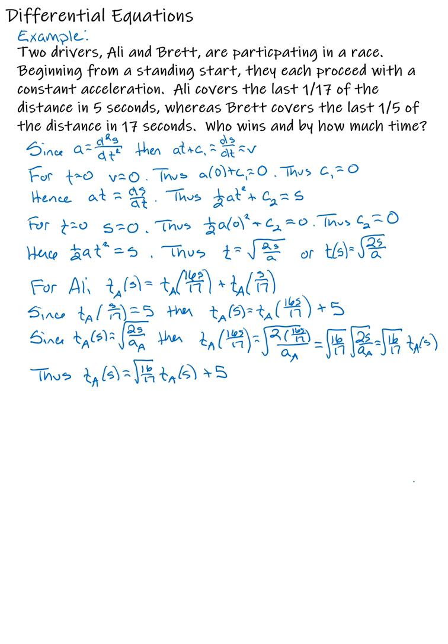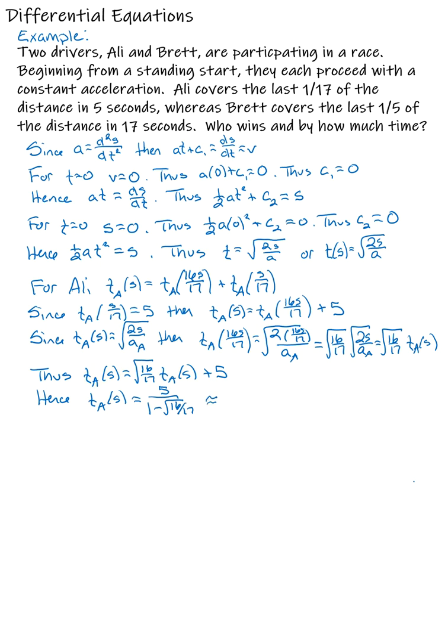Now, what good was that? Well, check this out. T sub a of s, t sub a of s, I've got just one unknown amount here. We can solve for that. And we get, let's see, t sub a of s, what would that be? 5 over 1 minus the square root of 16 over 17. Take your time with that, make sure you get all that worked out properly.